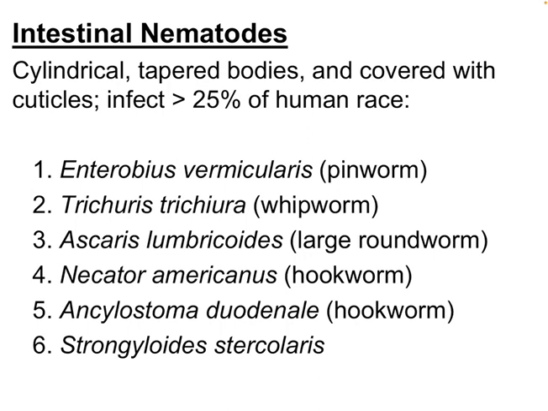Ascaris lumbricoides, large roundworm. Necator americanus, hookworm. Okay? And Ancylostoma duodenale, also hookworm. So the hookworms are of two types, Necator americanus and Ancylostoma duodenale. And the last one is Strongyloides stercoralis.